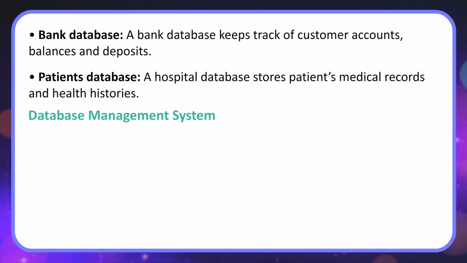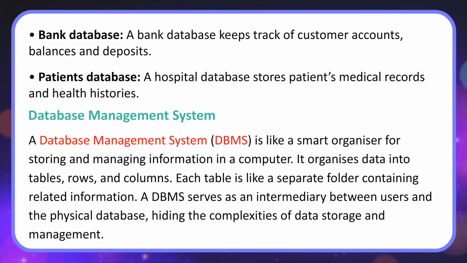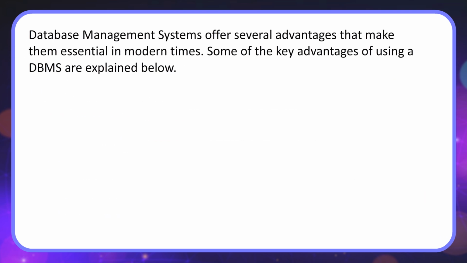Database management system. A database management system, DBMS, is like a smart organizer for storing and managing information in a computer. It organizes data into tables, rows, and columns. Each table is like a separate folder containing related information. A DBMS serves as an intermediary between users and the physical database, hiding the complexities of data storage and management.